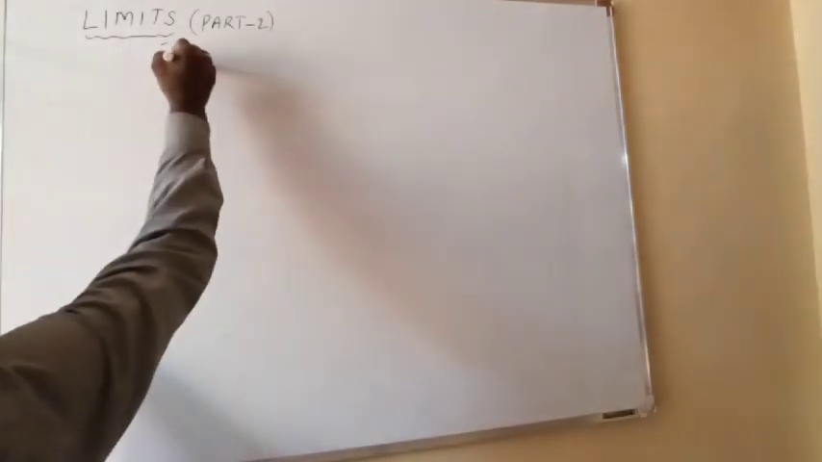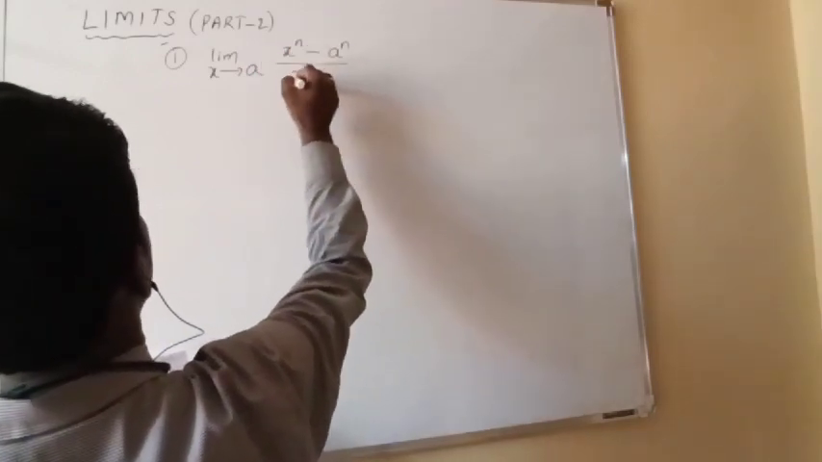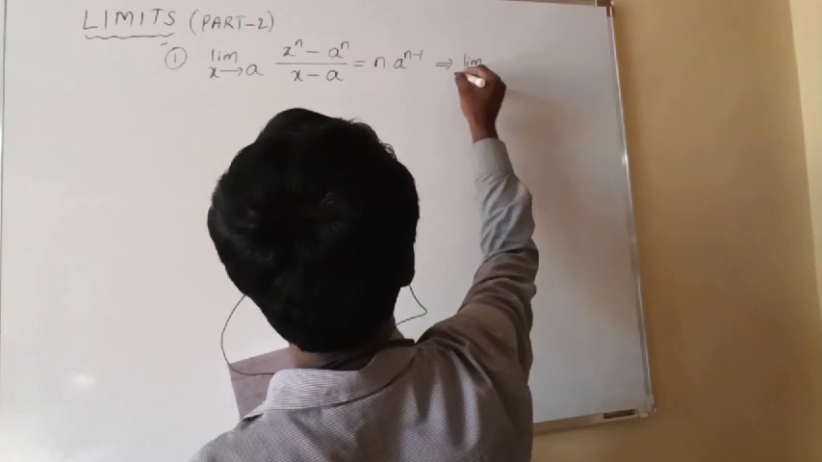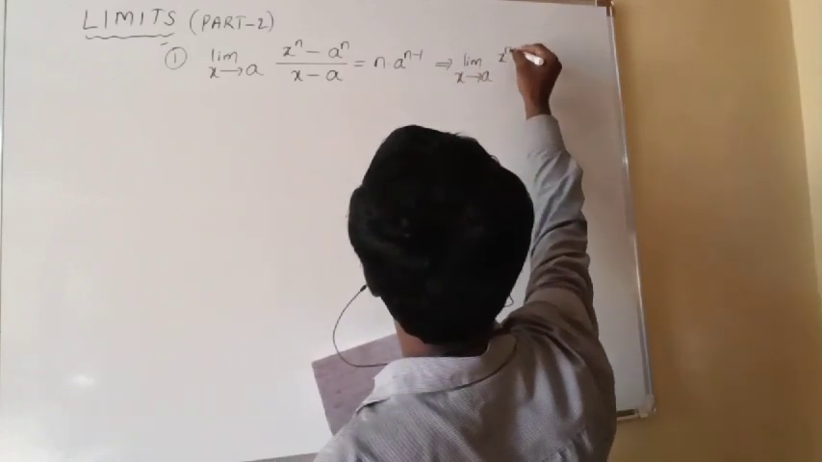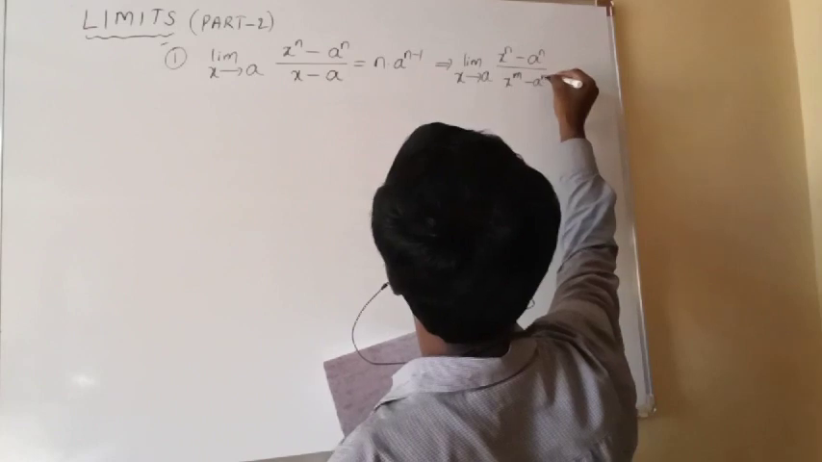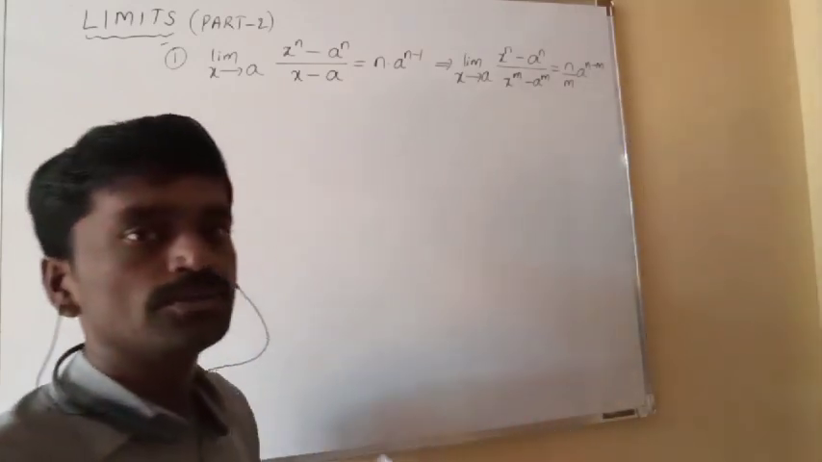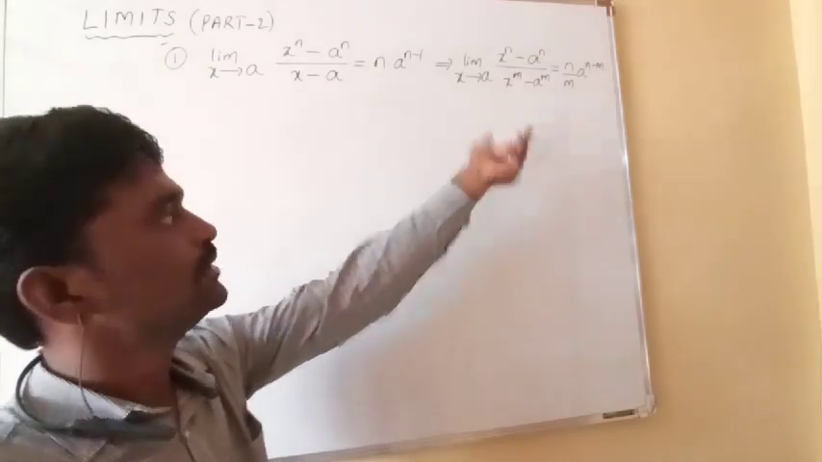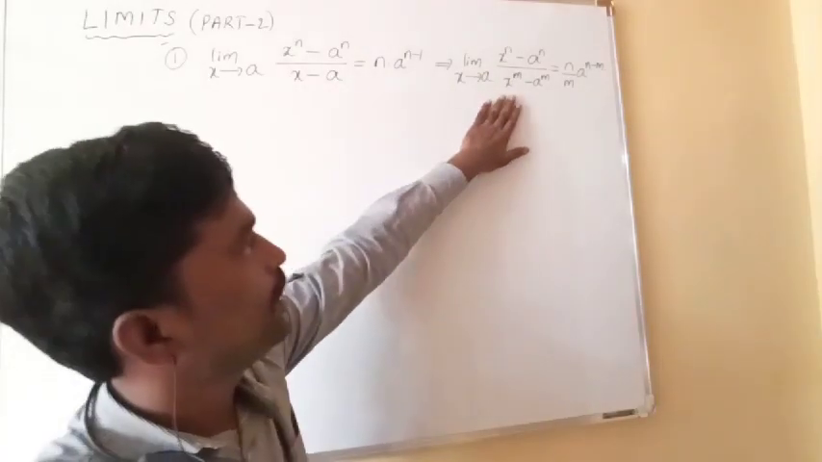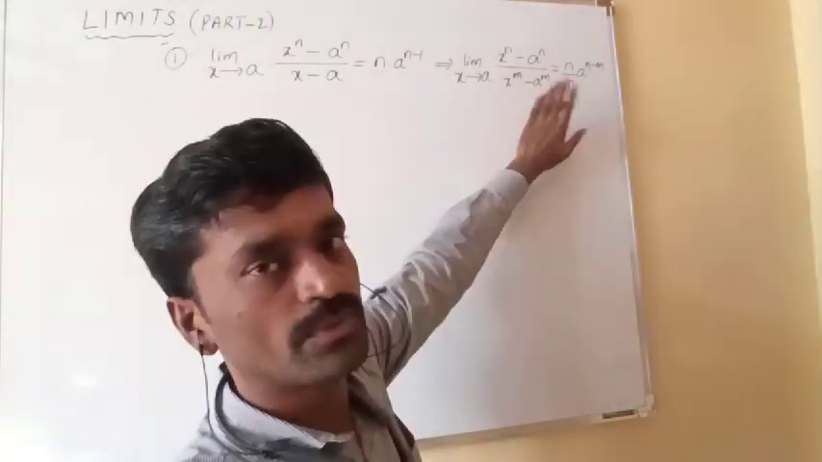The first formula is limit x tends to a of x power n minus a power n by x minus a. What is the formula for this? n into a power n minus 1. From this formula we can derive this formula also. Limit x tends to a of x power n minus a power n divided by x power m minus a power m. The formula becomes n by m into a power n minus m. So instead of remembering the first formula, you better remember this formula. Even if you put m value 1 here, then this formula reduces to the first. But in case of objective problems, better you remember this formula.